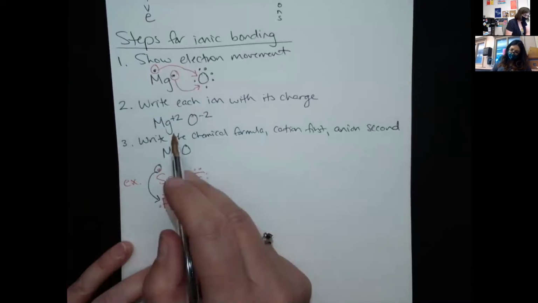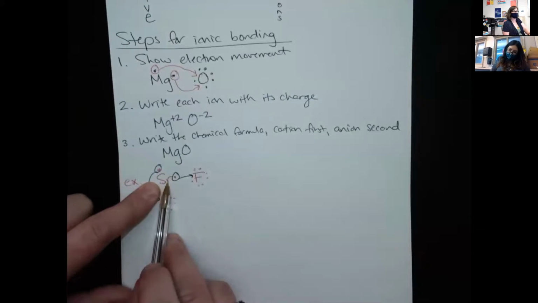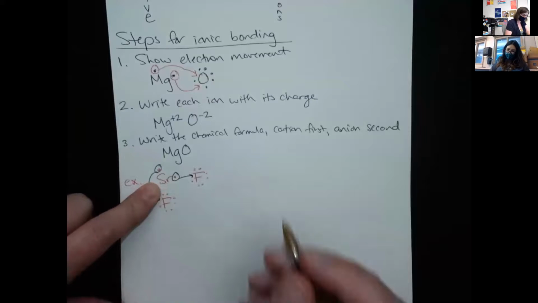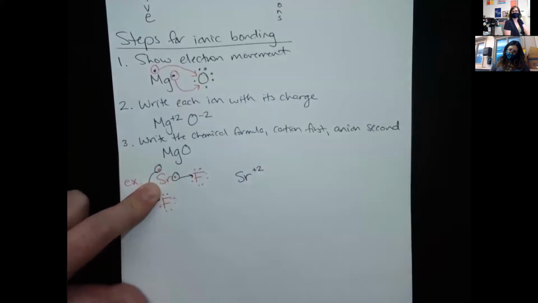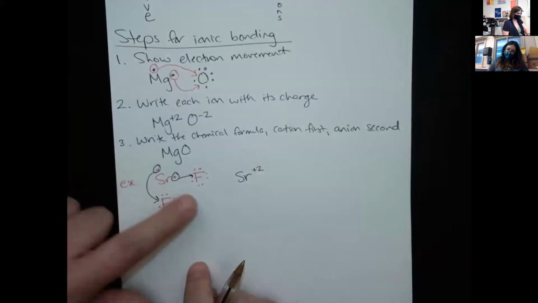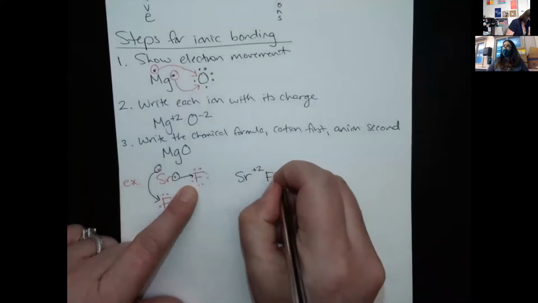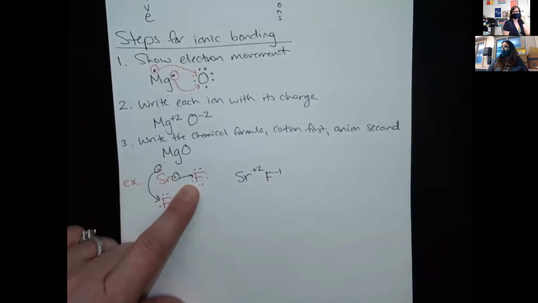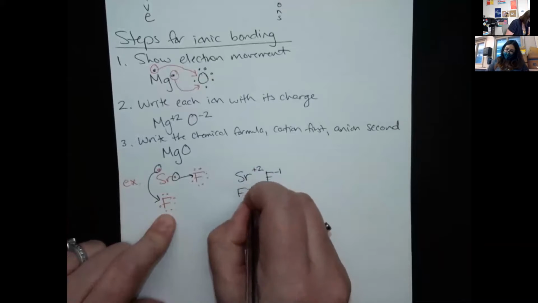Step 2 is writing each ion with its charge. So for this strontium, how many electrons did it lose? So what's its charge? Plus 2, because it lost 2. How many electrons did this fluorine gain? 1, so it's fluorine minus 1.